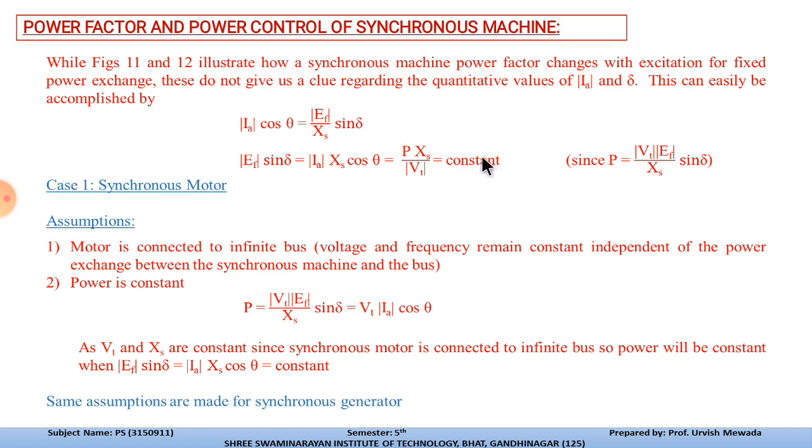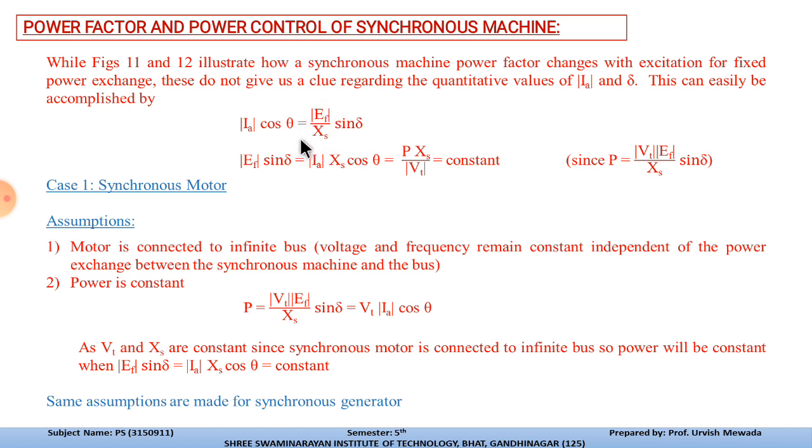That gives the clue regarding the quantities Ia and delta, and this can be easily accomplished by the equation Ia cos theta is equal to EF by XS sine delta. Here EF is the resultant of V plus the losses, that is, the terminal voltage plus losses, and XS is the synchronous reactance of the machine, where delta is the power angle. This we can write from the impedance diagram.